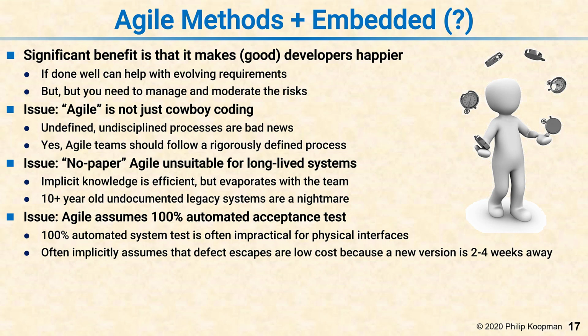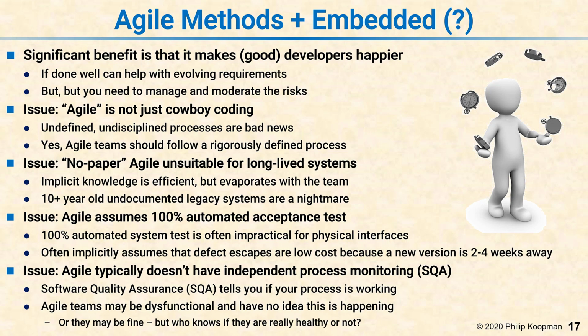An underlying trade-off of Agile is it often implicitly assumes that defect escapes are low cost because the new version is only 2 to 4 weeks away. If you have a system where you can deploy updates in 24 hours or less, this might be viable. But if you're building embedded systems that once they're programmed, they go out to the field and it is difficult or impossible to update them, then the fact that the next sprint you fix the bug doesn't really help for all the products you shipped. That's a different trade-off than the primary sweet spot for an Agile process.